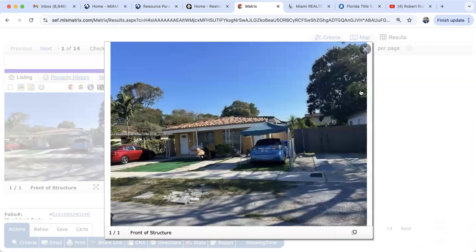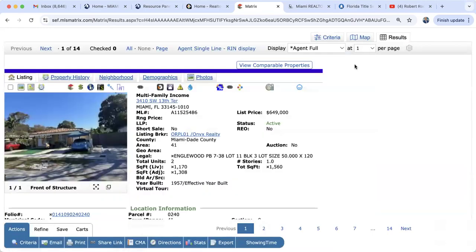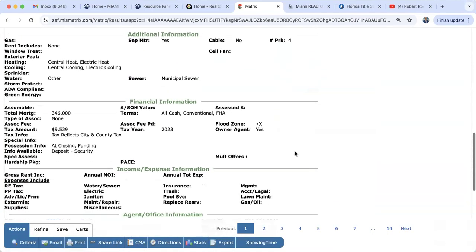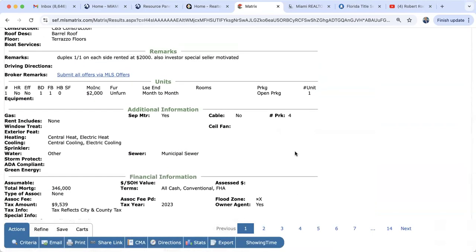$649,000. Only one picture. The reason there's one picture is maybe the tenants in the property did not allow the listing agent to take pictures. All right, it's quite possible. Now you're going to scroll down and you're going to see that duplex 1 on each side rented at 2,000. Also investor special, seller motivated.